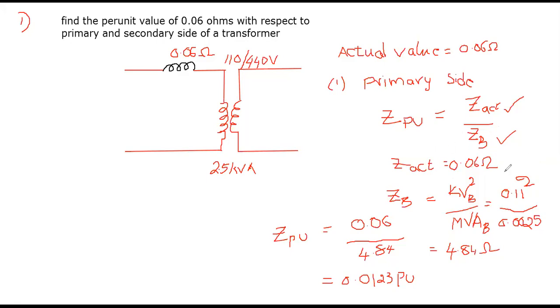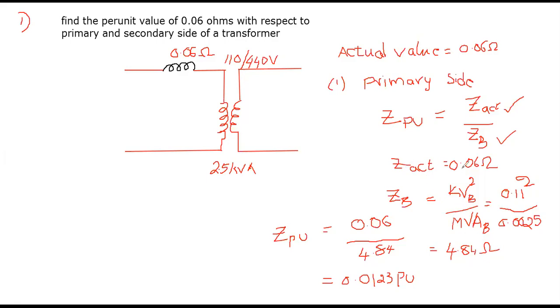Z actual is 0.06 ohms, and Z base is equal to kV base. So these are the general formulae. You must remember all these formulae. Without using these formulae, you cannot do even a single problem in chapter number 1. So Z base is equal to kV base square divided by MVA base. Now kV base is equal to 0.11, because the problem itself has given that the rated voltage of the primary winding is 110 volts. Converting volts to kV, you get 0.11 square divided by MVA base, which is 0.0025 MVA.